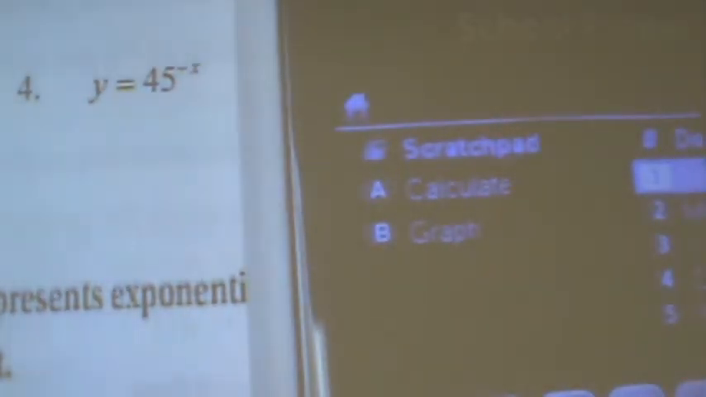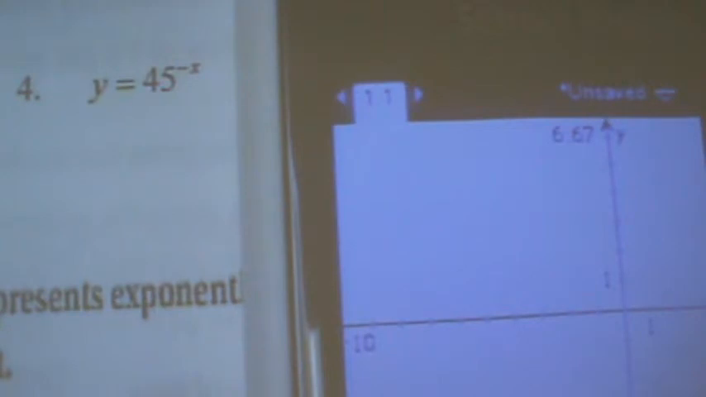Now this one, can you type that in your calculator? This is a different one. It says y equals 45 to the negative x power. Now this goes back to something you should have learned last year, and you probably don't remember it. Do you guys remember transformations? No? That's what I thought.